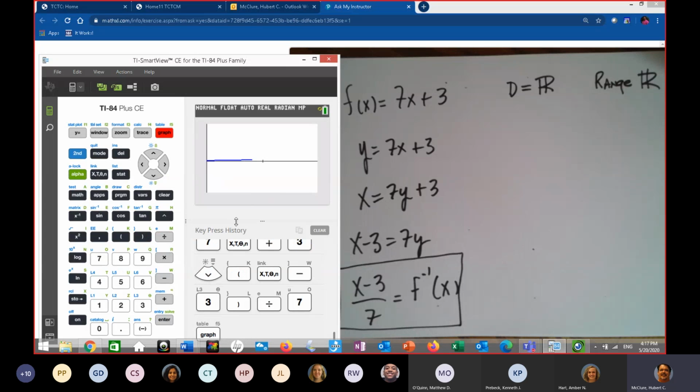Mode or zoom standard. I'm about ready to quit. Why is there a fraction? There you go. Yep.